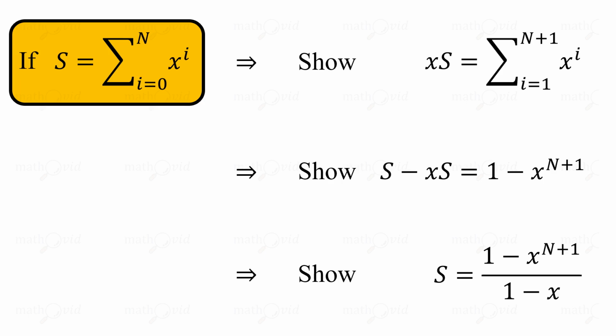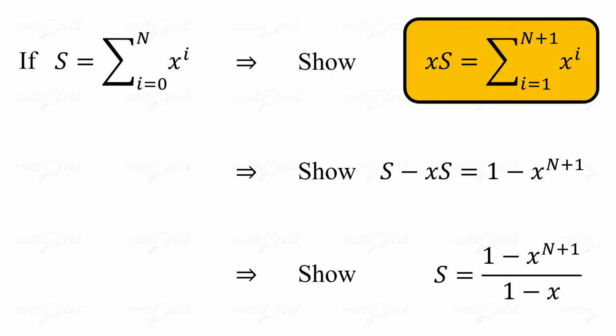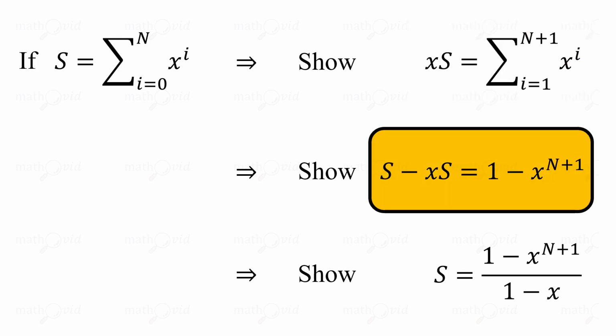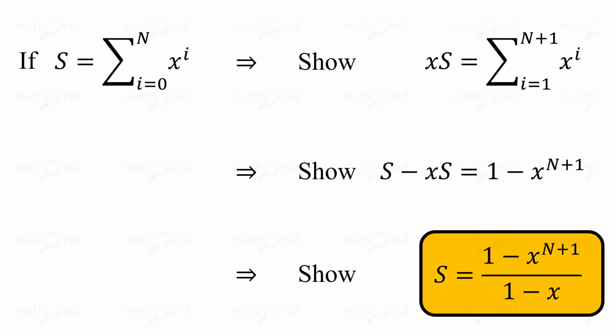We're going to consider a series, call it S. If S equals the series x raised to i from i equals 0 till n, show that x times S would equal the series x raised to i, whereby i would equal 1 till n plus 1. S minus x times S equals 1 minus x raised to n plus 1. And that S would equal 1 minus x raised to n plus 1 divided by 1 minus x.